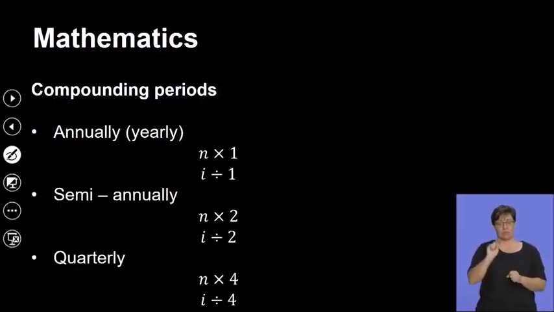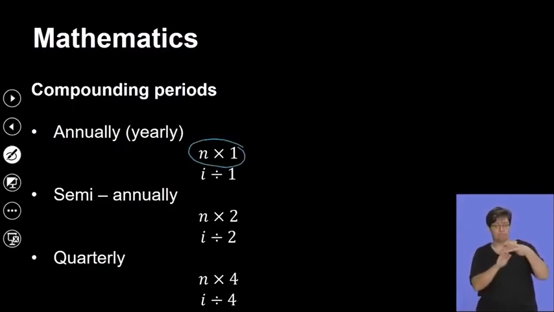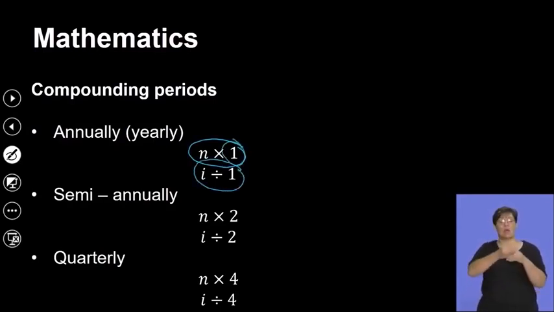So the first one is when it is compounded yearly. The two things that get affected because of this are N and I. With N, it means you're getting interest only once every year, hence you multiply it by 1. And then with I, you divide the interest on a yearly basis, meaning you divide it by 1.